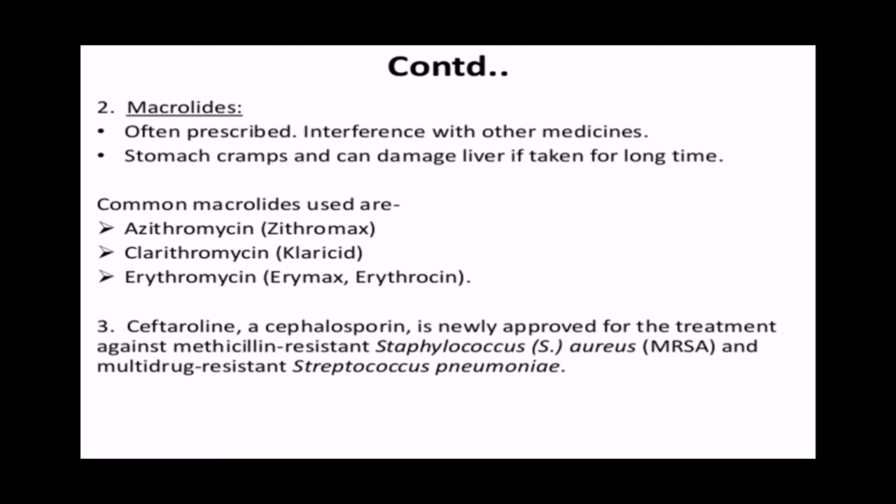Macrolides are often prescribed but interfere with other medicines, cause stomach cramps, and can damage the liver if taken for a long time. These are adverse effects if pneumonia patients take macrolides for a long period of time. Common macrolides used are azithromycin, clarithromycin, and erythromycin.